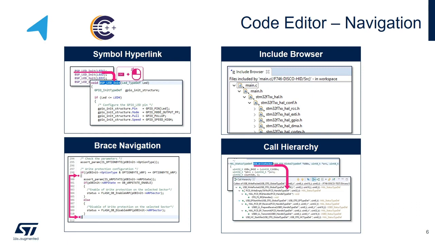The other one is the include browser. This one will allow you to see which header files are called from the first include that you added. And finally, we have the call hierarchy. This one will actually allow you to see which functions are called from the original one.